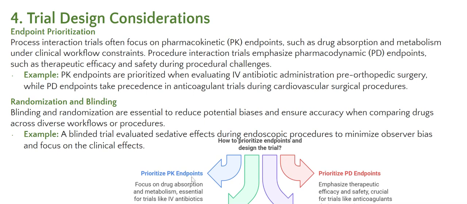On the left, we have prioritized PK endpoints, then implement randomization. On the right, prioritize PD endpoints, implement blinding.